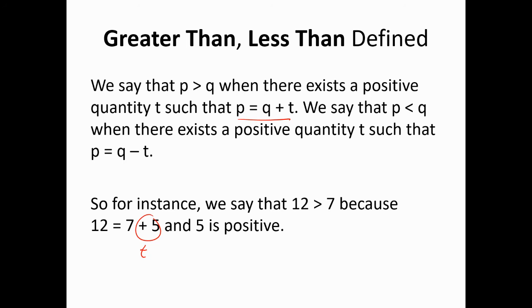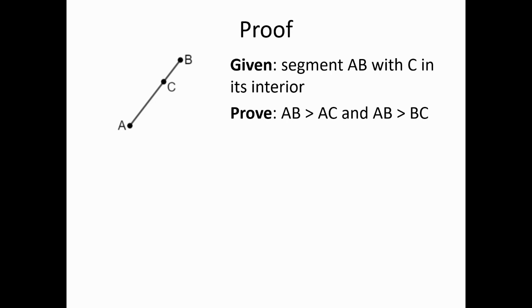Just a point of emphasis, and this is going to be really important in the proof that we'll see in just a moment. The point of emphasis here is that this quantity that we add to make greater or subtract to make less must be a positive quantity. So to apply this definition, we must know that we have a positive quantity. Okay, so here it is, the segment proof.